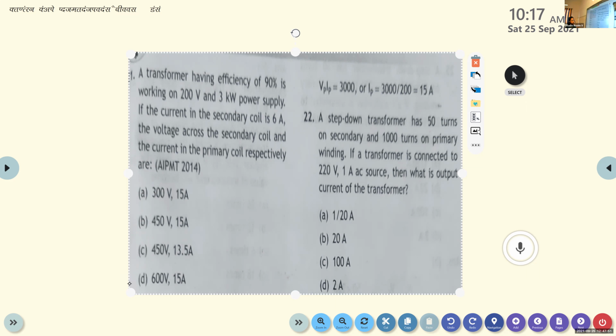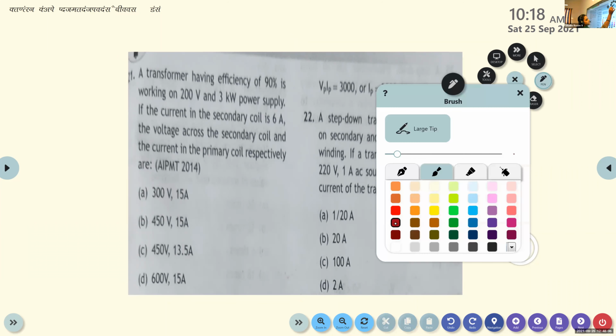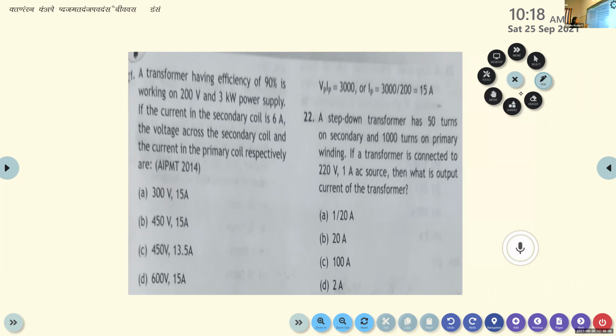Actually, we need to get the same answer, but I don't know what happened here. Whenever the efficiency is given, you must do the problem using the equation of efficiency. So the answer will be 450 volt, not 500. So option B is right, 450 volt, 15 ampere.